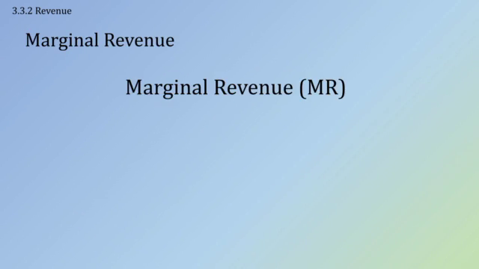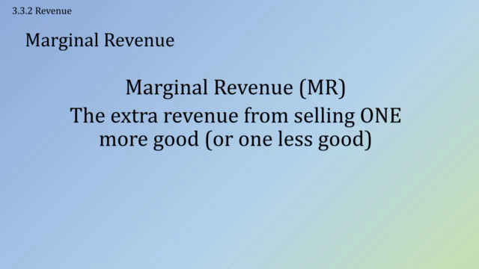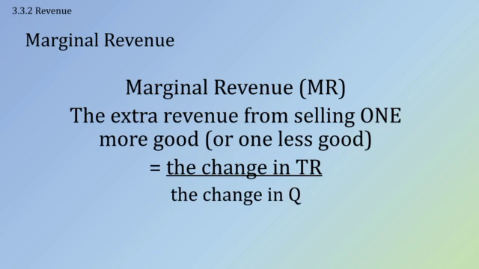Let's have a look at marginal. Marginal revenue is the extra revenue you get from selling one more or one less good, and it's given to us by the change in total revenue divided by the change in quantity. The formula for it is the change in total revenue divided by the change in quantity.